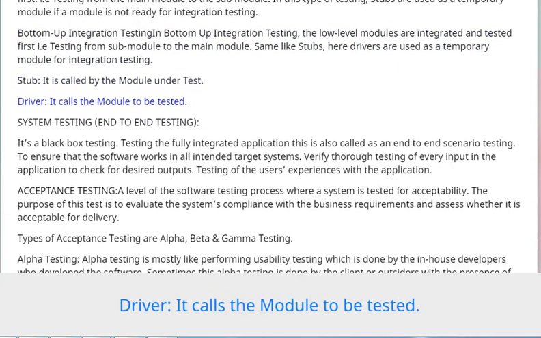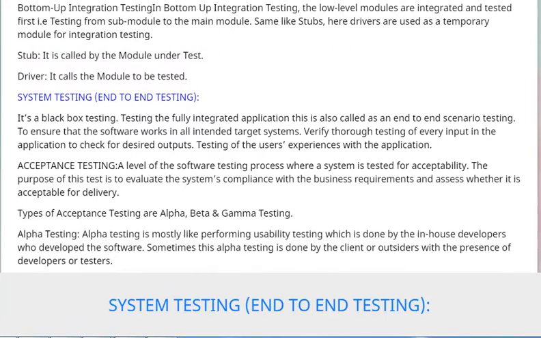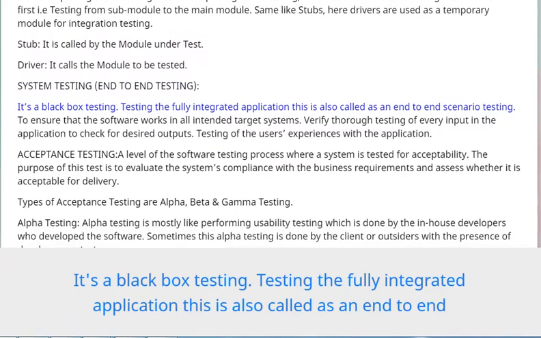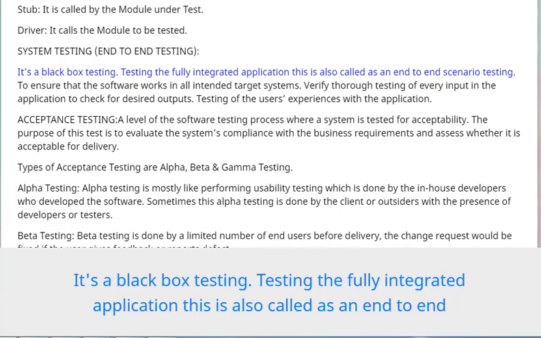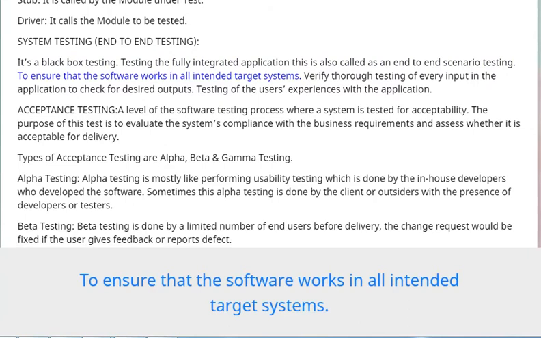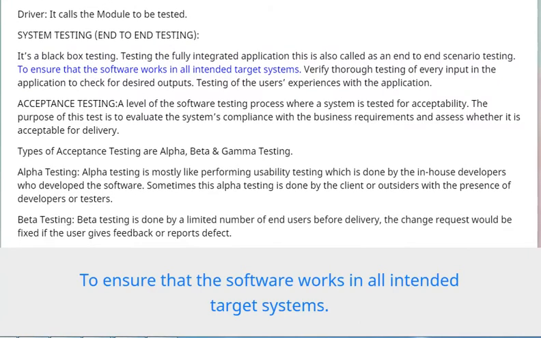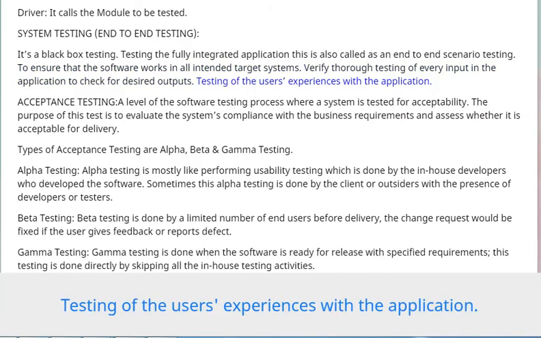System testing. End-to-end testing. It's a black box testing. It involves testing the fully integrated application. This is also called end-to-end scenario testing. It ensures that the software works in all intended target systems, verifies thorough testing of every input in the application to check for desired outputs, and tests the user's experience with the application.